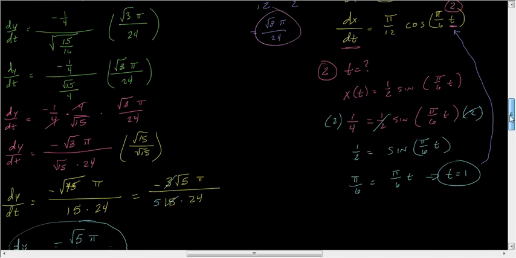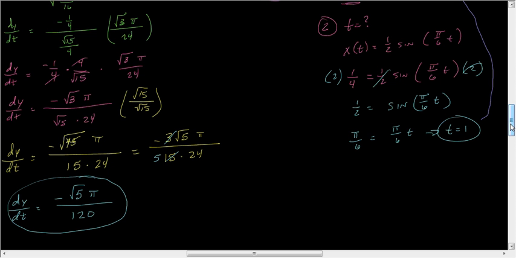So what does it say? Well, it says that the speed at which this is changing is the square root of 5 pi over 120. The sign comes in because it says basically if x is increasing, y is decreasing. And if x is decreasing, y is increasing. And so it sets up a negative relationship between the two. When one moves in the positive direction, the other one moves in the negative, and that sort of thing.